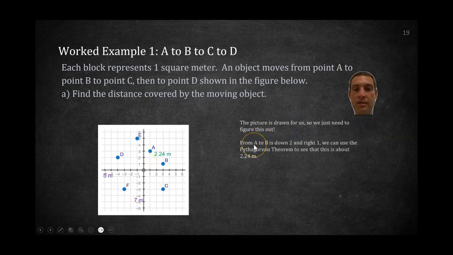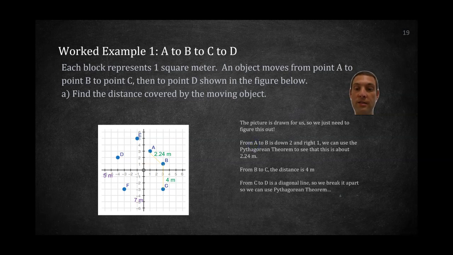From A to B is down 2 and right 1. We can use Pythagorean theorem to see this is about 2.24 meters. From B to C, the distance is 4 meters. From C to D, this is a diagonal line, so we can break that diagonal line into pieces or components, add up those two pieces using Pythagorean theorem again.